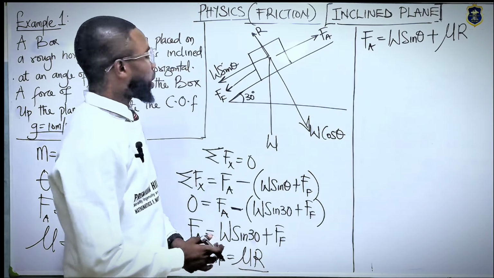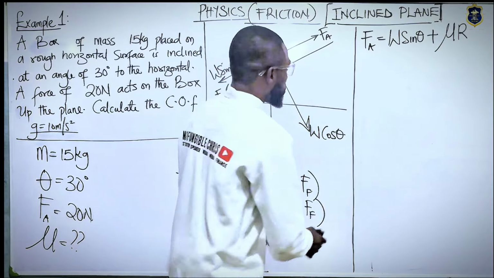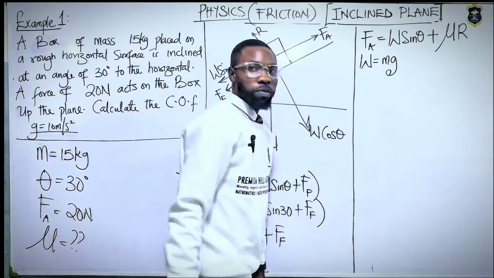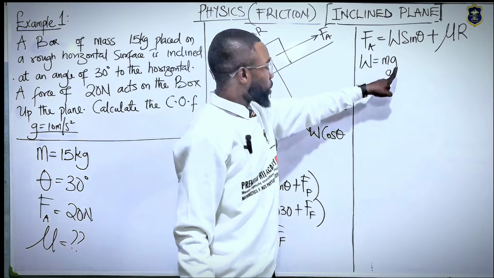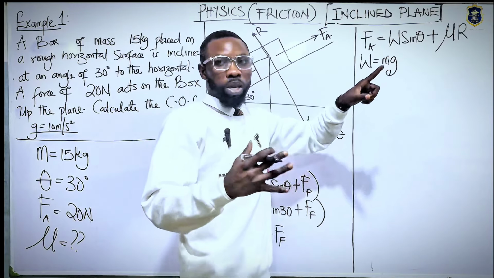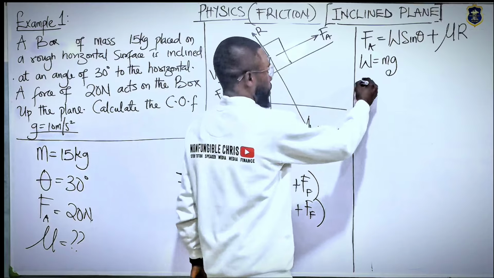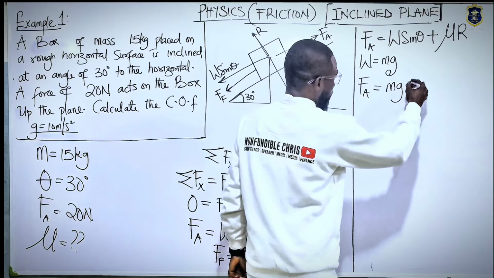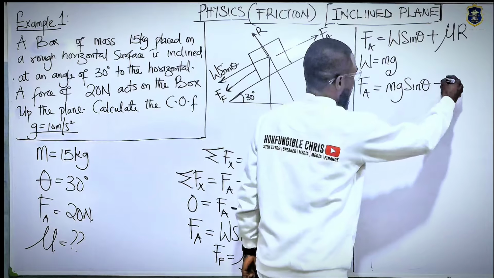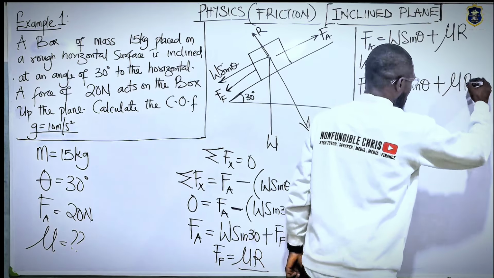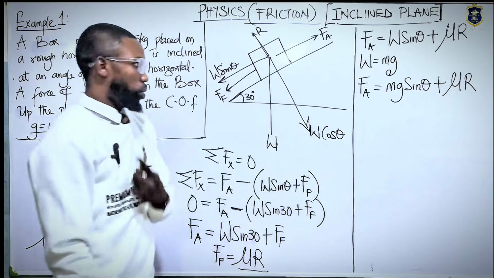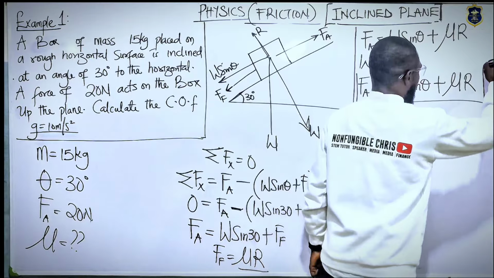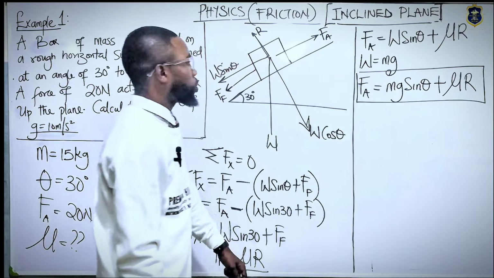We are well aware that W is equal to mg. So instead of putting W here, I can substitute mg here. I'm trying to make the equation fine now. So we have FA is equal to what? mg sine theta plus what? Mu R. Very simple. Are we good now? So I have everything for equation 1 just to substitute. So let's look at equation 2.